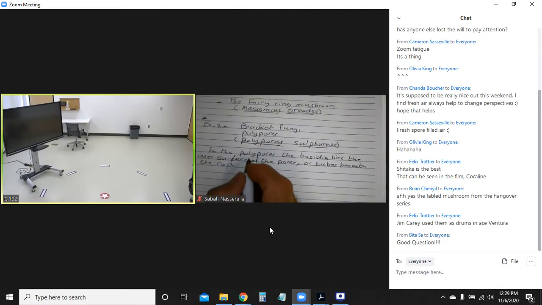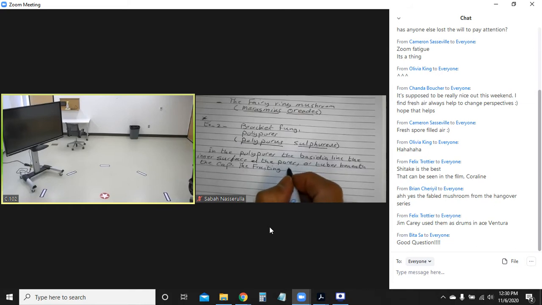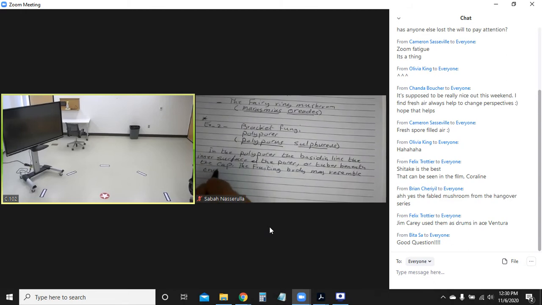To mention here that the fruiting body may resemble crusts, especially when it dries very hard, or sometimes like shells.